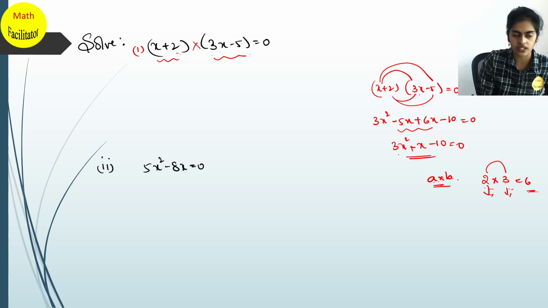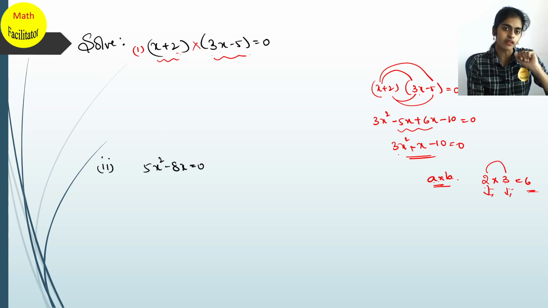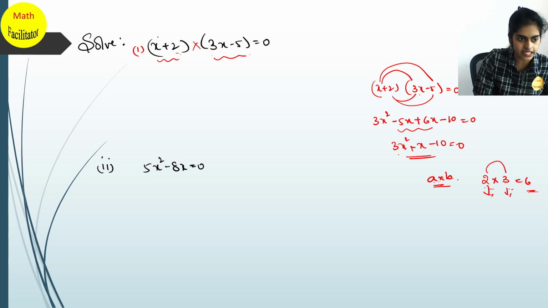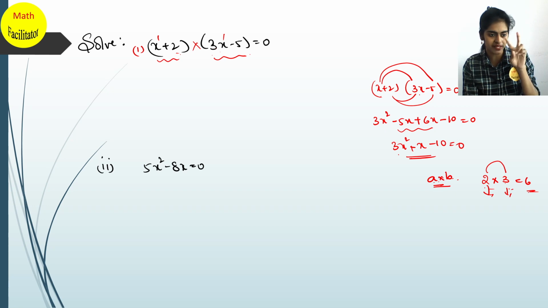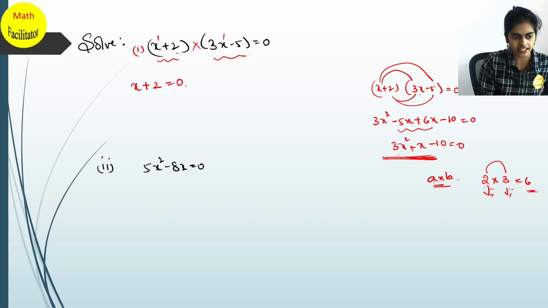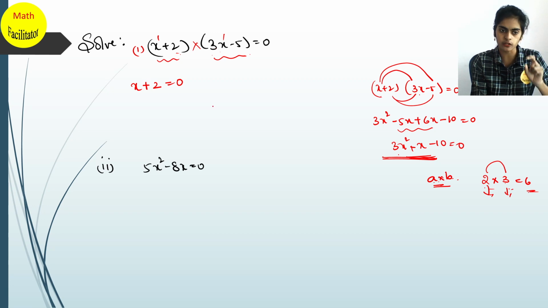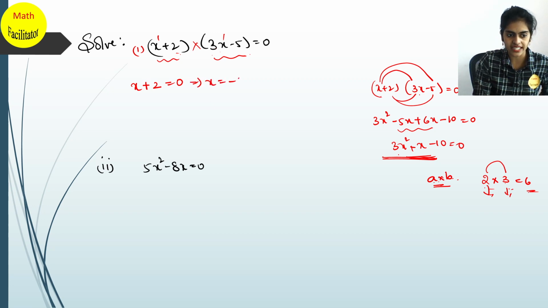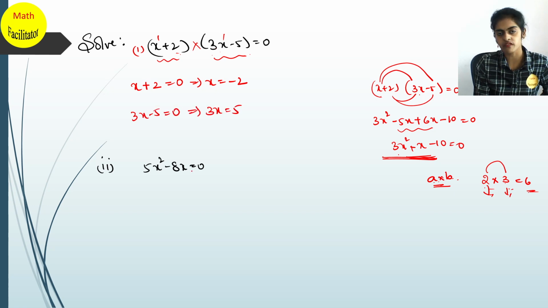So these two are factors. Here you see these are linear factors. What is the degree? The degree is 1, which means they are linear factors. The quadratic equation is given as linear factors, so you will equate each of the linear factors to 0. First factor x + 2 equals 0, which means x is -2. Second factor 3x - 5 equals 0, so you will get 3x equals 5, or x is nothing but 5/3.